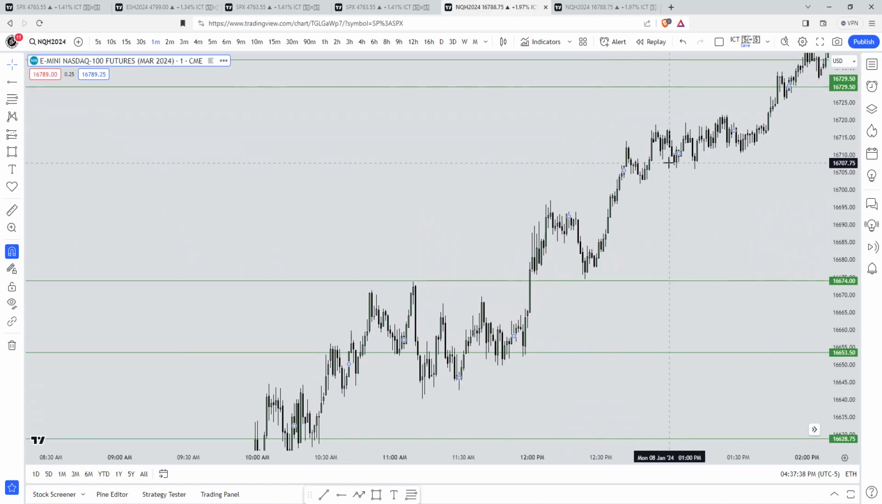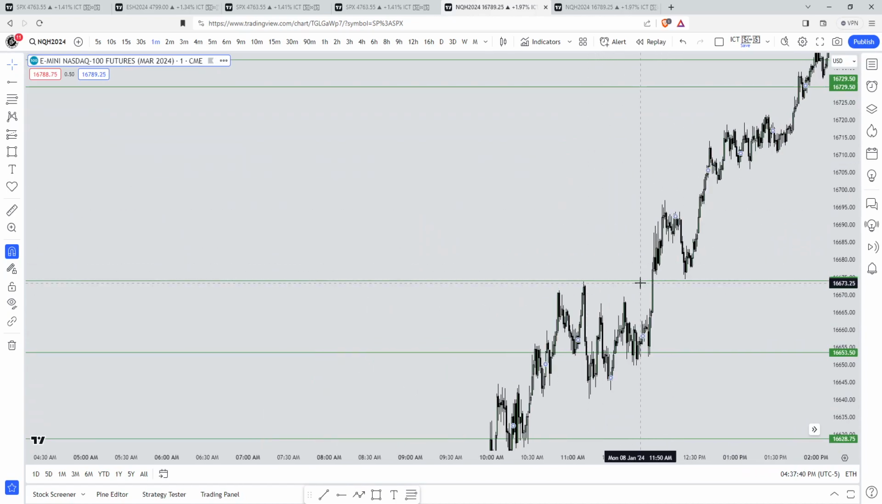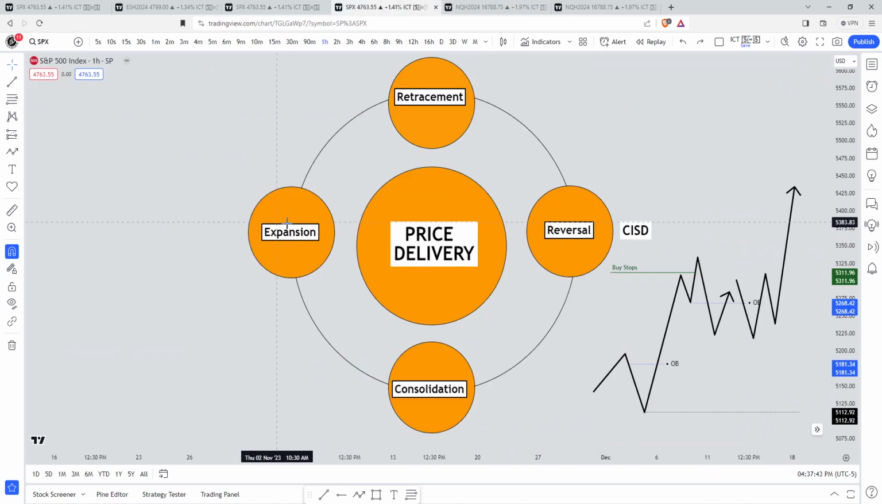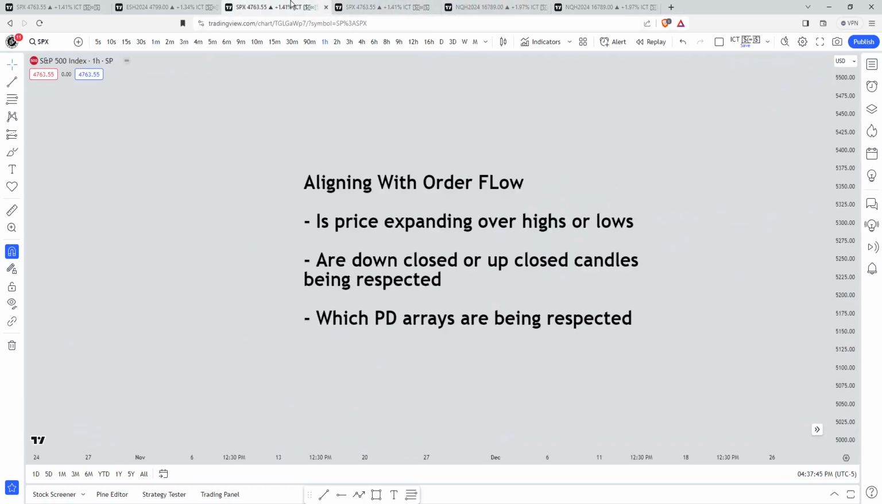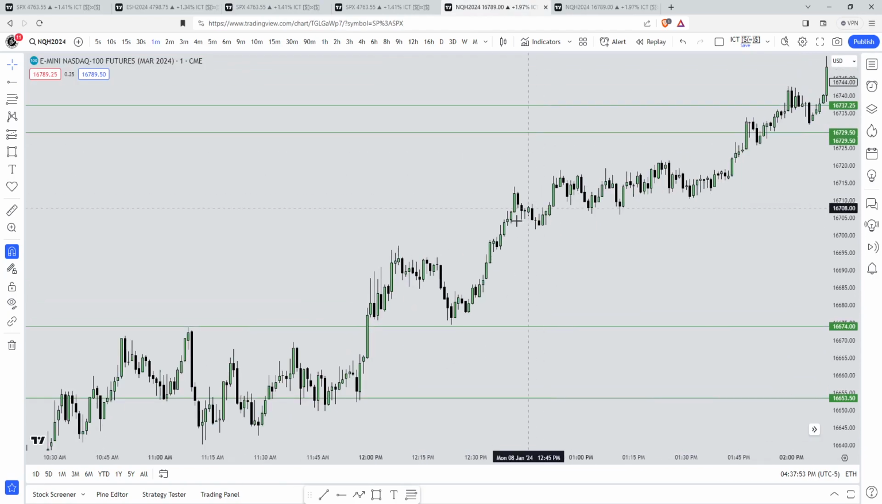In here, we do get a setup later in the afternoon because price takes out buy side. And what is it doing? It's expanding over the buy side. So what is that telling us? It's telling us that order flow is still likely bullish because it's expanding over highs and down close candles are continuing to be respected.